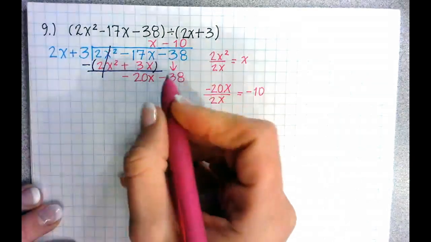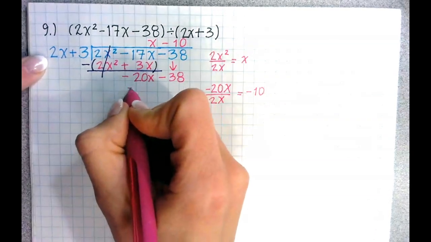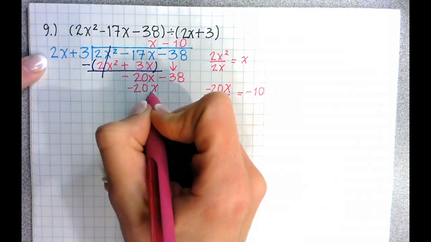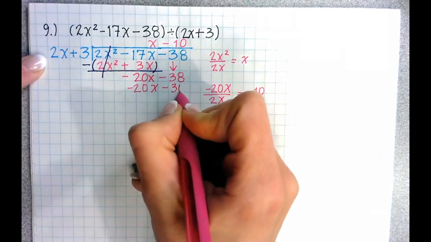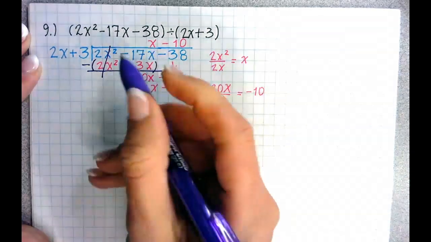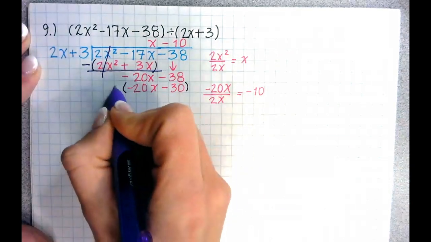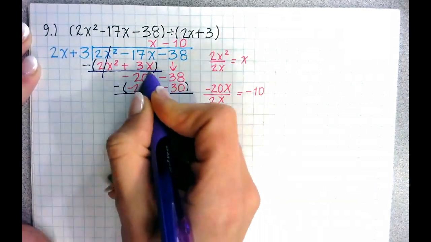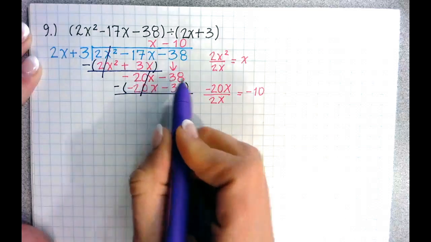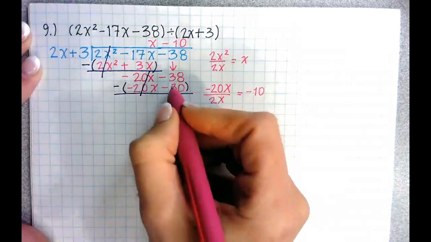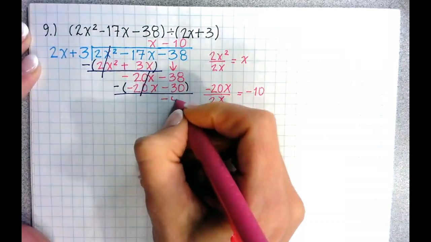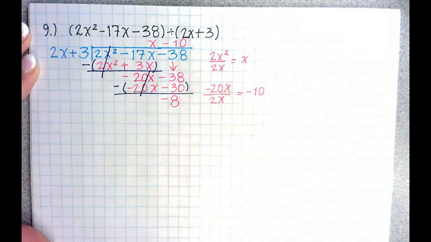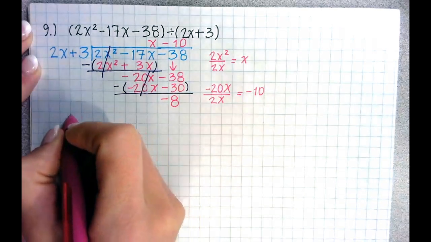Multiply my negative 10 by my divisor. Negative 20x minus 30. From there, parentheses, minus sign, underline, cancel. Negative 38 minus a negative is plus, so plus 30 is negative 8. That's my remainder right there. So what will my answer be?